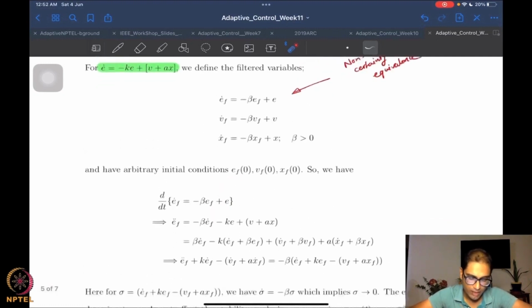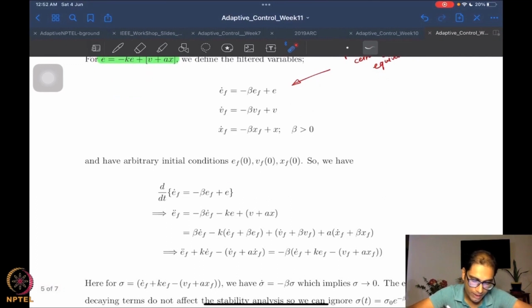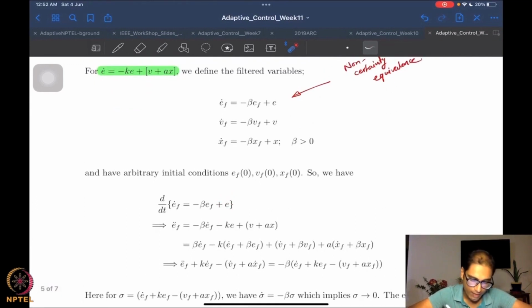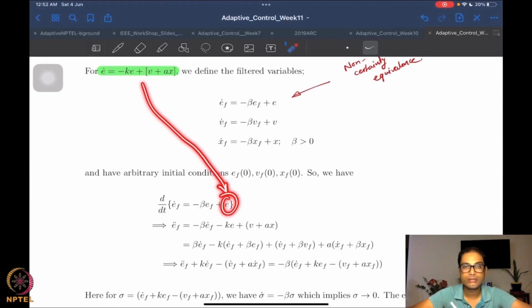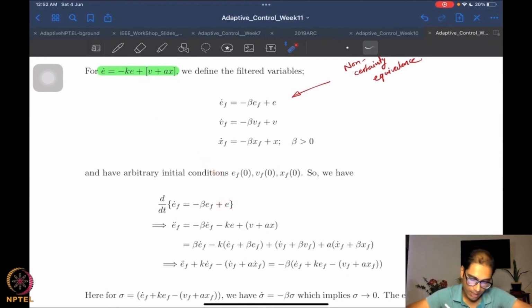Why did I take the derivative of this term only? Because it brings in the E dot. Right? And once I have the E dot, I can substitute from here. Right? And that's what is happening. Right? This is essentially that. EF double dot is minus beta EF dot plus E dot. So the entire thing is plus E dot. Okay, great.